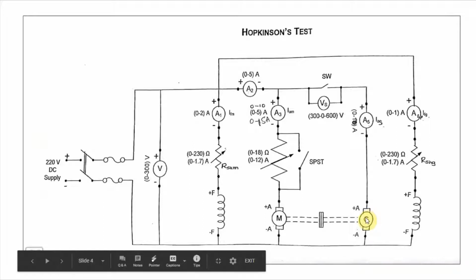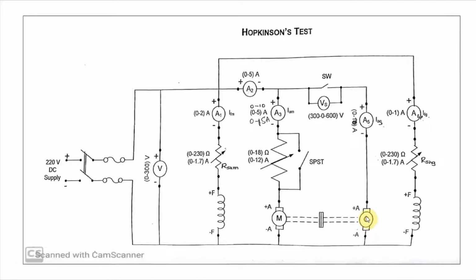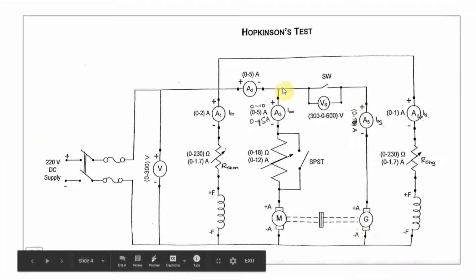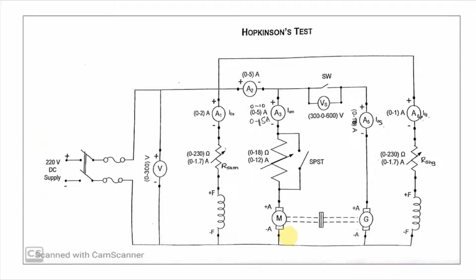And also you can see that the power output of one machine will act as a power input to the second machine. You can see that the mechanical power output of DC motor is actually mechanical power input to the DC generator. Similarly, the electrical power output of DC generator is electrical power input to DC motor. So here the energy is not wasted, but it is used within the experiment. So we call it as regenerative test.